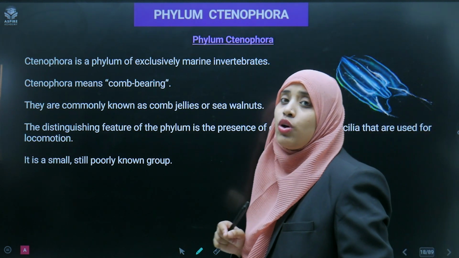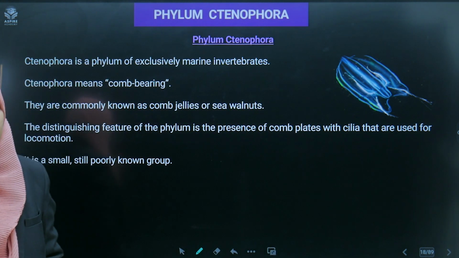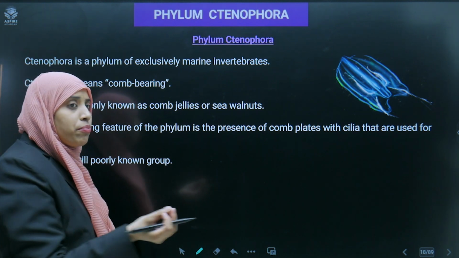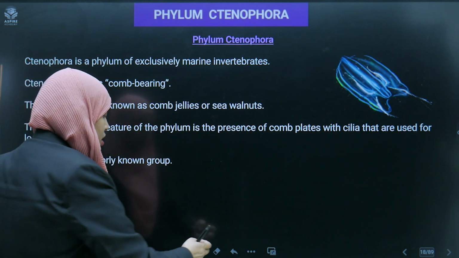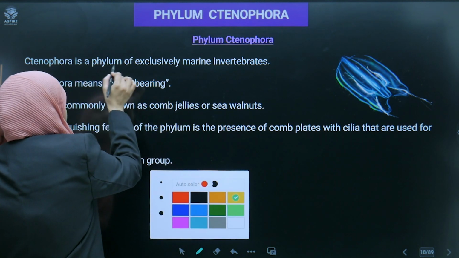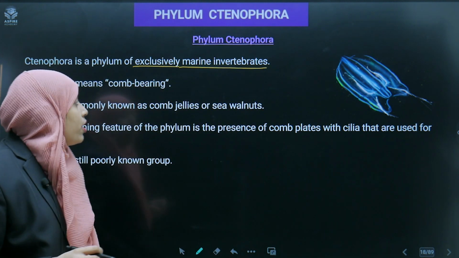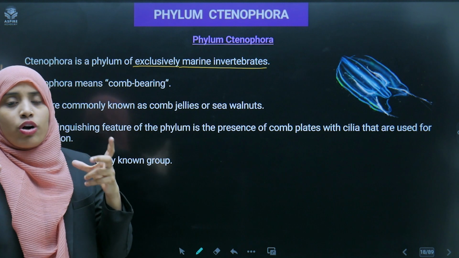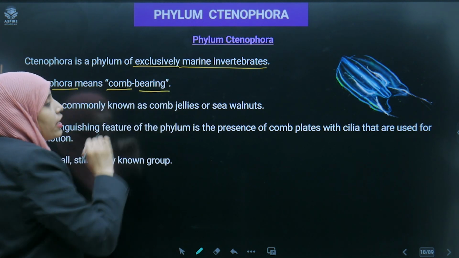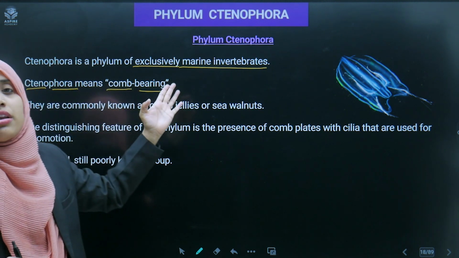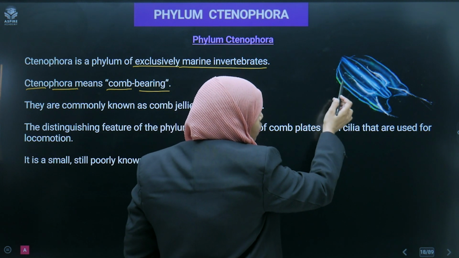It is a phylum in which mostly the organisms are marine, and we know all are invertebrates. So Ctenophora is a phylum of exclusively marine invertebrates. What does the word Cteno mean? Ctenophora means comb bearing. Cteno means comb bearing. So you can see the view of the organism, a comb like structure.